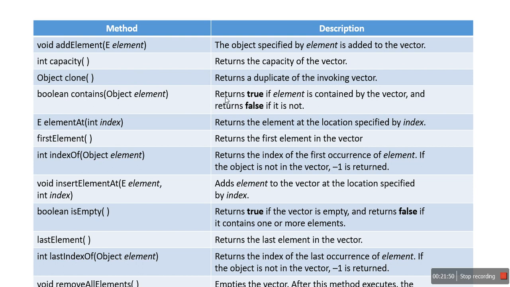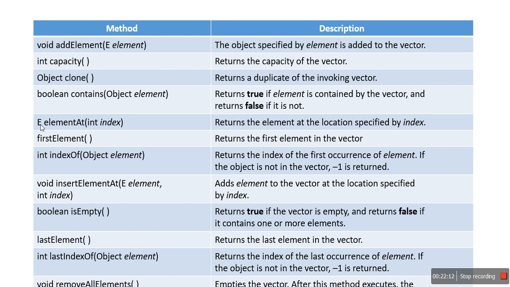See here, the description: it returns true if the element is contained by the vector. It returns true if the element specified here is contained within the vector array, and it returns the false value if it is not.